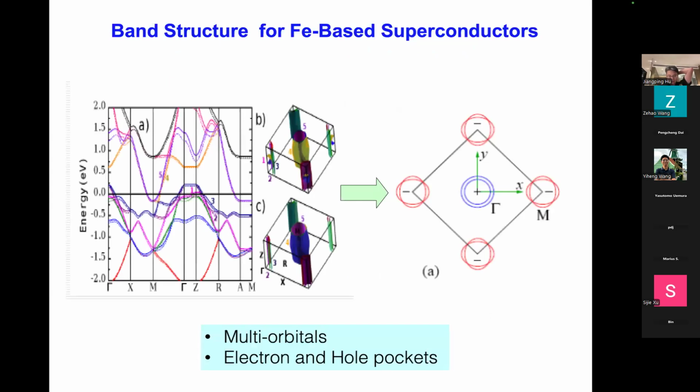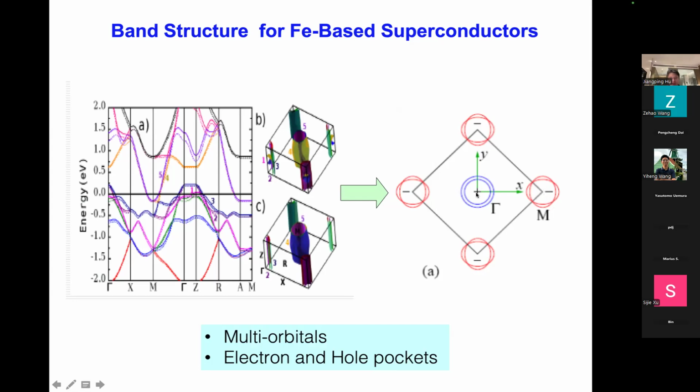Actually, it's very interesting. Let's go back and look at the iron-based Fermi surfaces. The iron-based superconductor has a Fermi surface shown here. You have a hole pocket at the gamma point, like this, and the electron pocket at the Brillouin zone corner, like here.